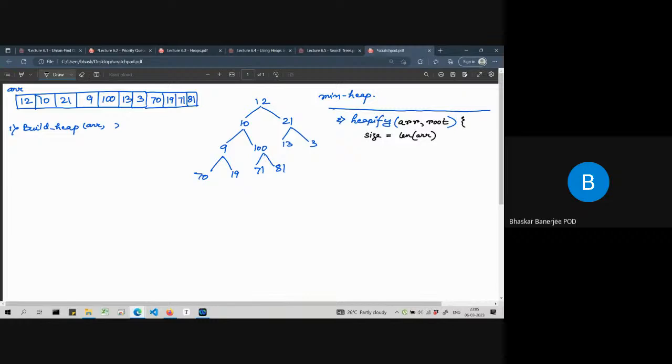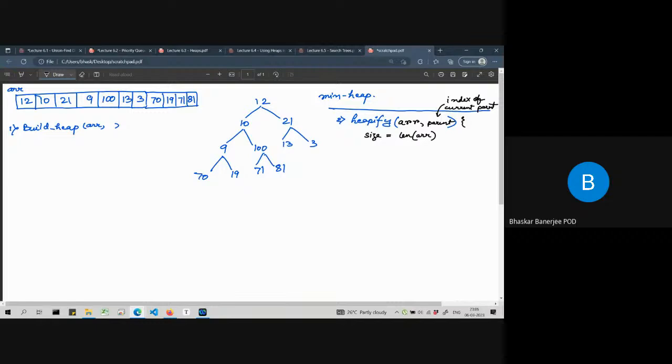So this is pseudocode that I'm writing. Heapify ARR root: the root means the index basically, not the root element. This is the index of the current root. Or again, I shouldn't use the root word, current parent. So the heapify algorithm would accept the array and the index of your current parent. Why current parent? You will understand once we discuss it.